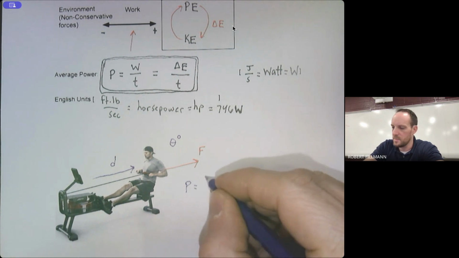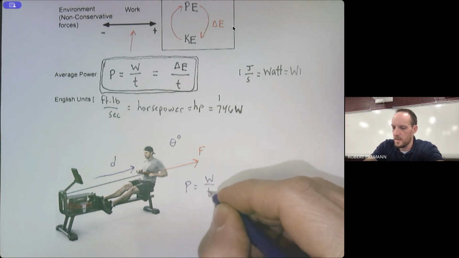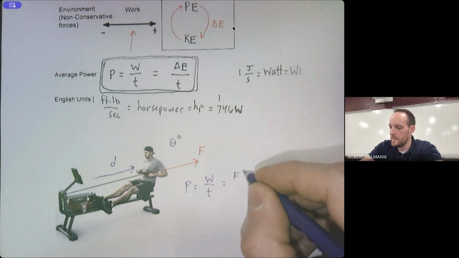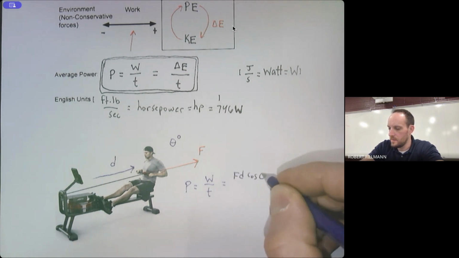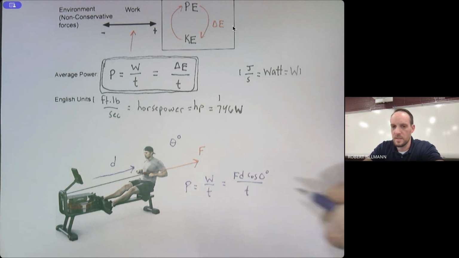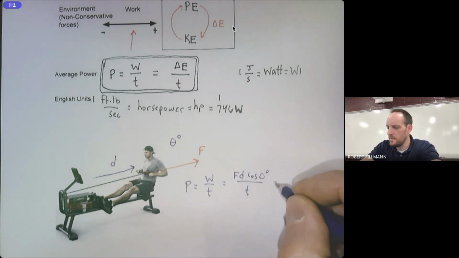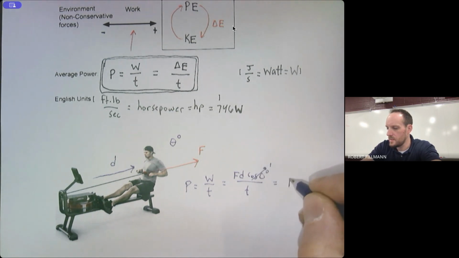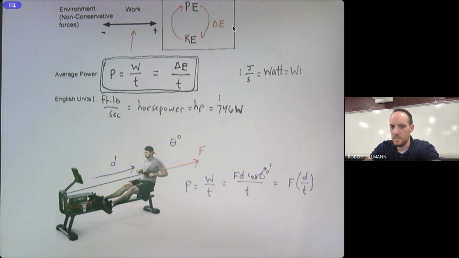Think about what that means. Power is work divided by time. That's how quickly he's doing this. Work is F D cosine of 0 degrees. So it's F D cosine of 0 divided by time. And cosine of 0 is just 1. This ends up being the same thing as force multiplied by distance over time. Okay, the F D is the work, and then dividing it by the time is the power.